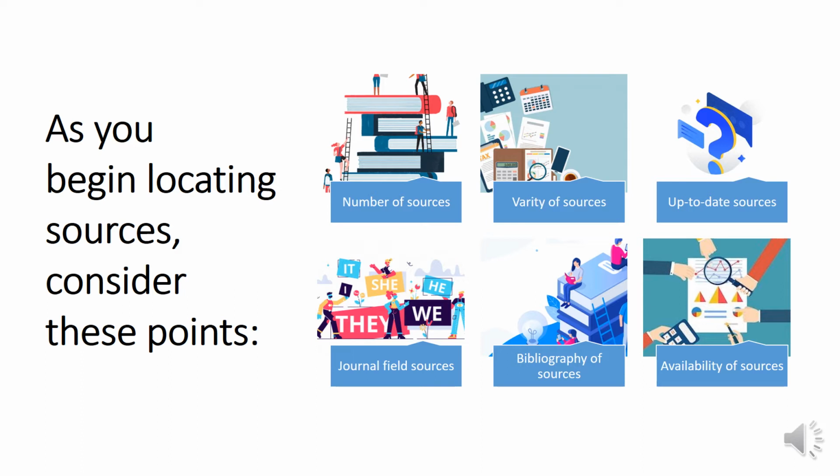Up-to-date sources. My sources should be up-to-date. It means written recently. For example, if I have a topic and I need to talk about it, and I have two sources, one of them printed in 2020, and the other one printed in 1960. For sure, I'm going to select the 2020 source because it is an up-to-date source and contains recent information, more recent than 1961.